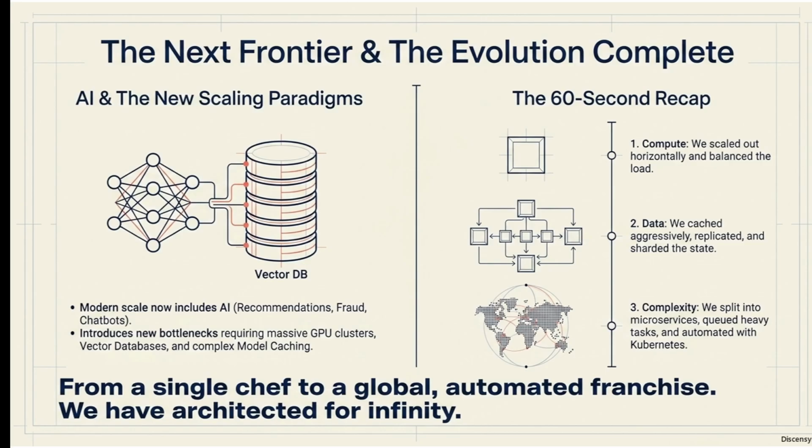So we'll also get into the 60-second recap. That is compute: we scaled out horizontally and balanced the load. And then we cached aggressively, replicated, and sharded the state for the data. Then we split into microservices, queued heavy tasks, and automated with Kubernetes. So it goes from a single chef to a global automated franchise. We have architected for infinity so that any amount of data could be shared globally and could be accessed anywhere, anyhow.